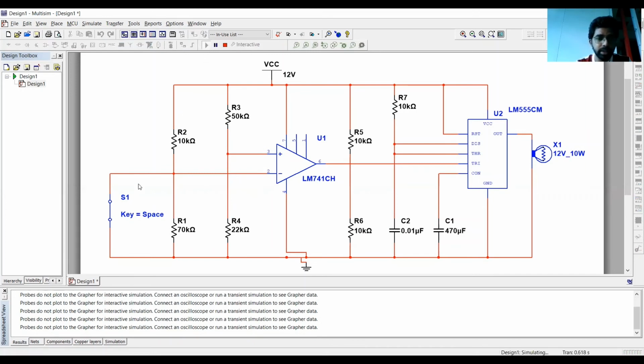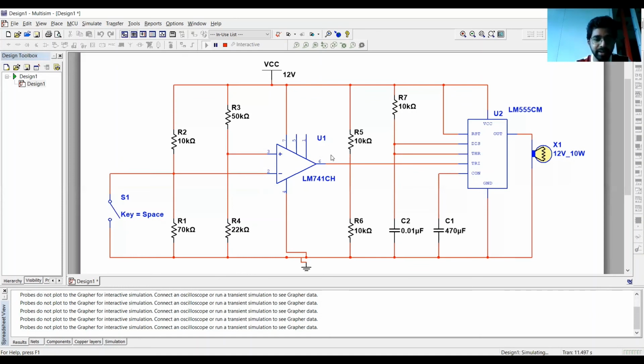The op-amp used here works as a comparator. When the switch is opened like this, the inverting terminal gets connected to the 12 volt supply from here to here, and a voltage of approximately 4 volt, by calculation, is fed to the non-inverting terminal. Now, the non-inverting terminal voltage being lesser than the inverting terminal, a low logic pulse is generated at the output of the operational amplifier.